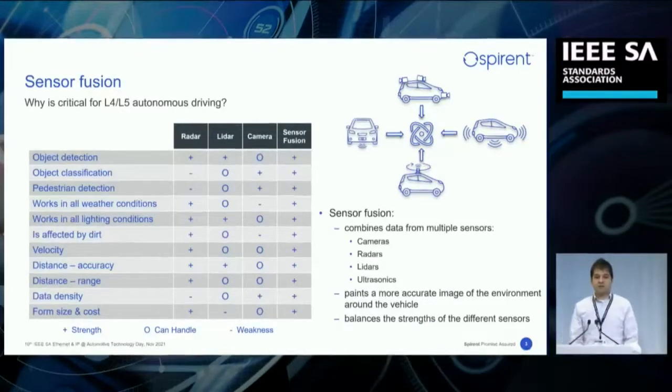Sensor fusion combines data from multiple sensors, so different cameras, different radars, LiDARs or ultrasonics. Of course, each sensor has some strengths and some weaknesses. By using sensor fusion, we can combine the strengths and paint a more accurate image of the environment around the car.